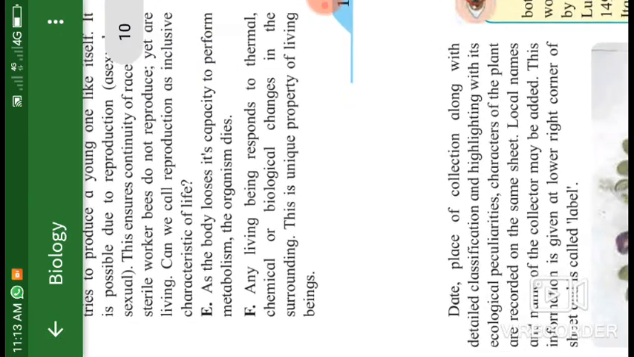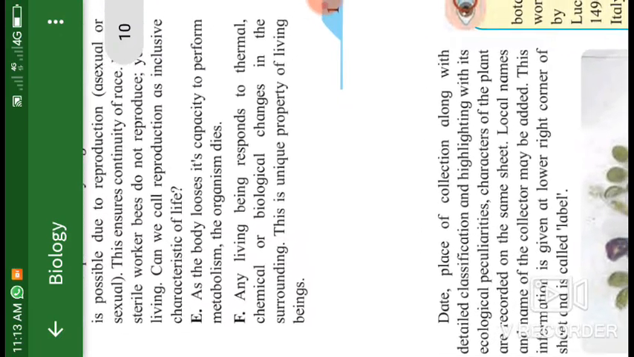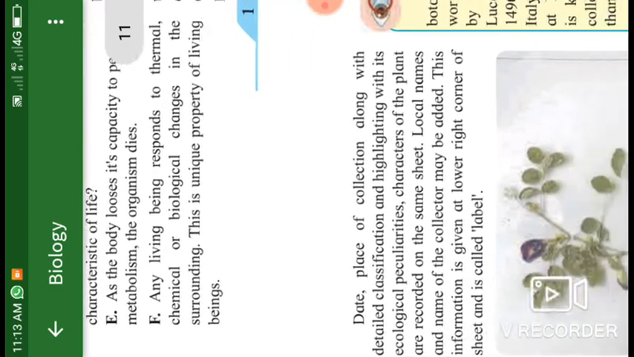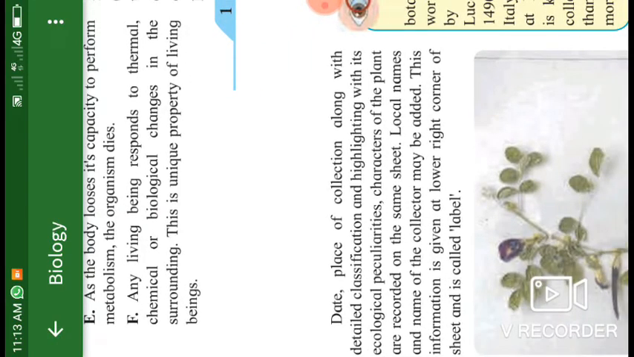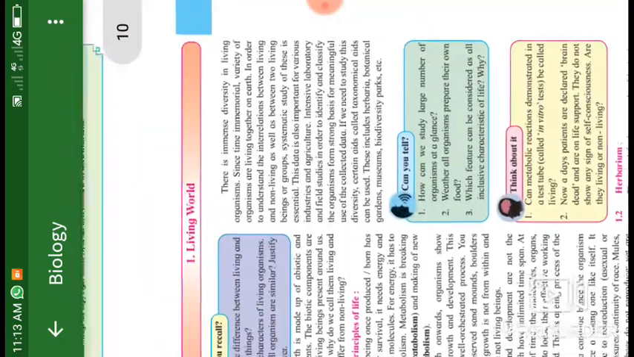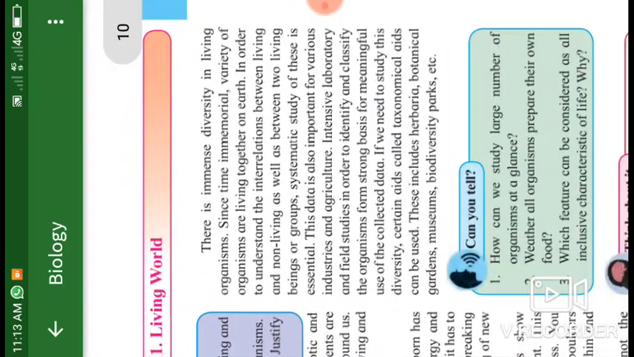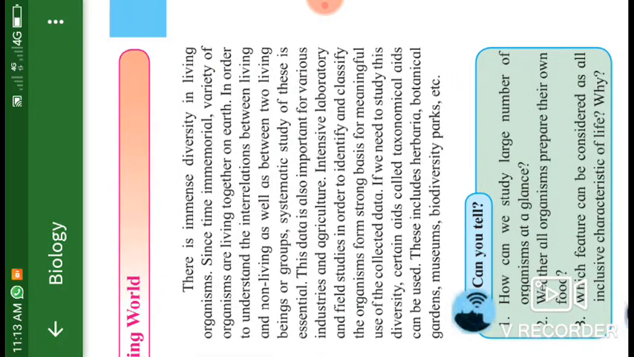Any living being responds to thermal, chemical, or biological changes in the surroundings. This is a unique property of living beings. There is immense diversity in living organisms since time immemorial. A variety of organisms are living together on Earth.